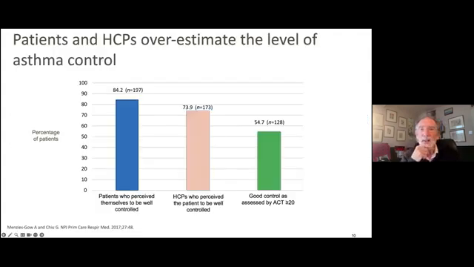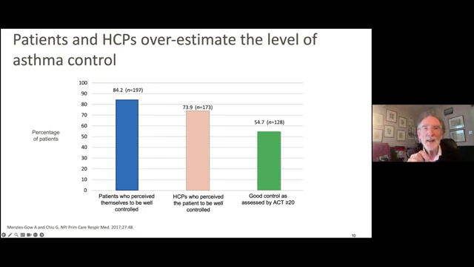Now, you've seen this slide before, in fact, but I think repetition is important in this case because it shows that patients and their physicians misjudge the level of control of asthma. So on the left-hand side, on the y-axis is the percentage of patients. In blue on the left-hand side is the percentage of patients who perceive their asthma to be well controlled.